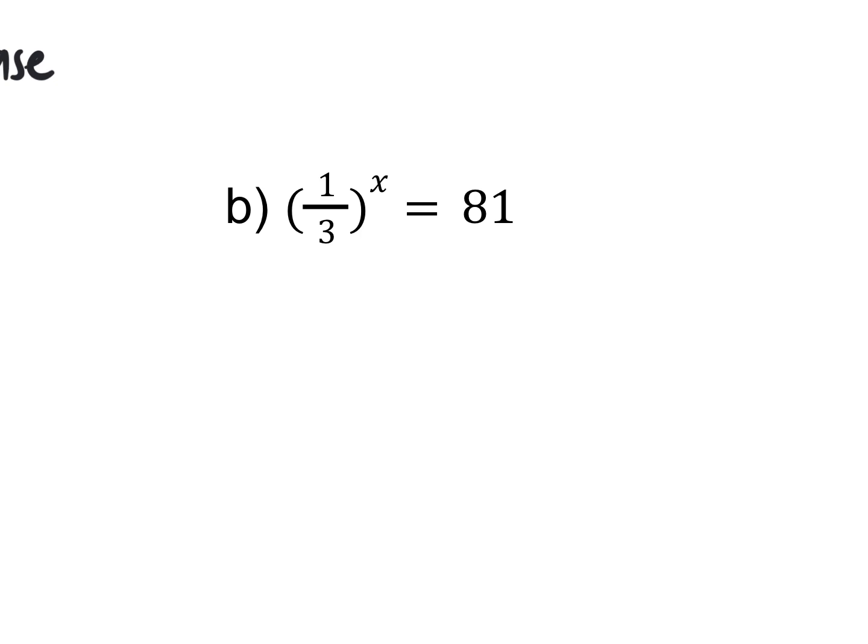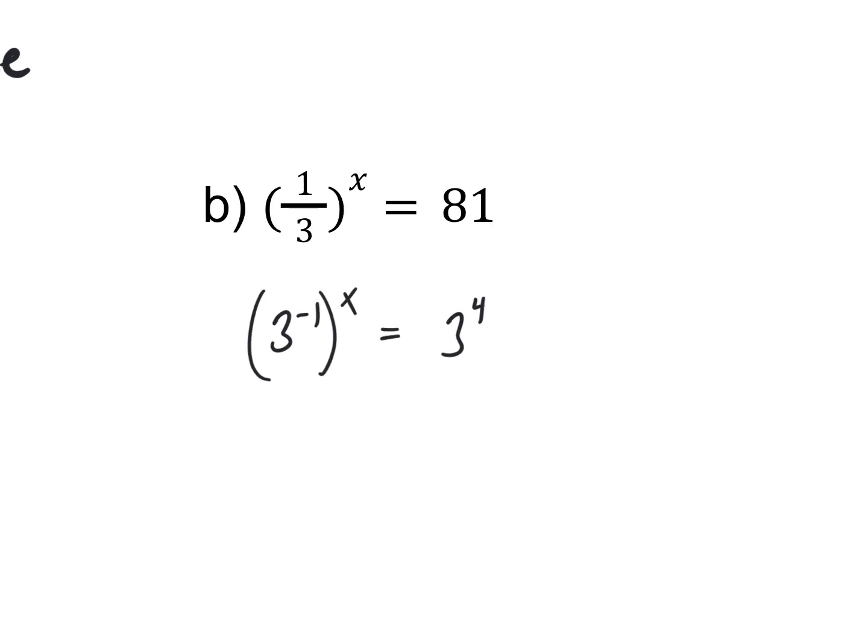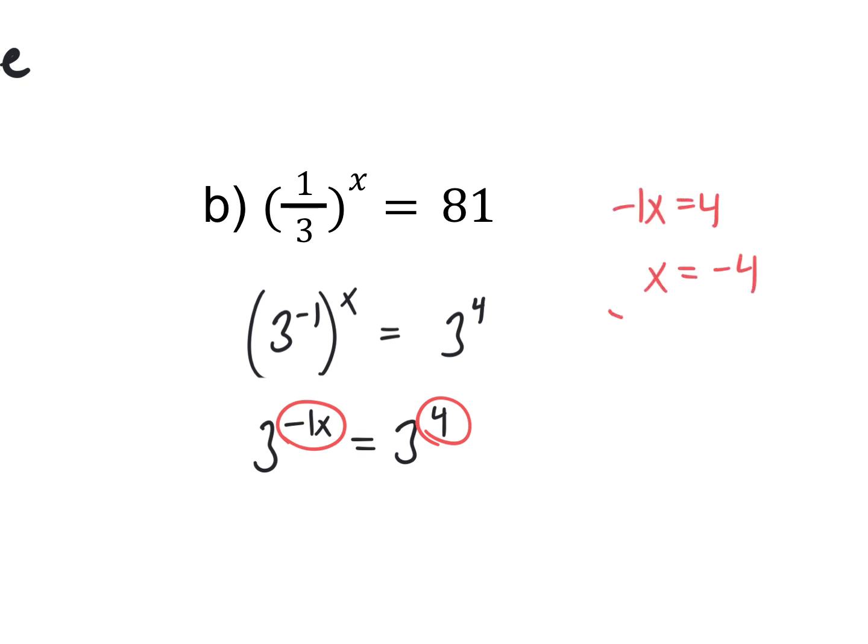How could I change 1/3 into 3? That would be 3 to what power? Negative. 3 to the negative 1 is equal to 1/3, yes? And that is technically raised to the x power. And then what is 81? 3 to what power? 3 to the 4th. Now I can multiply these. I've got 3 to the negative 1x is equal to 3 to the 4th. So I set them equal to each other. Negative 1x equals 4, which means x equals negative 4.